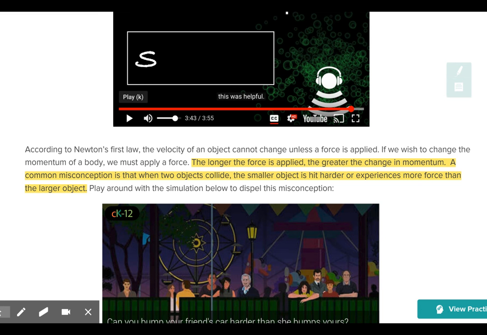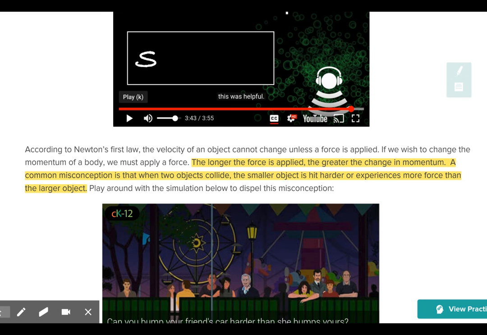But here, I want to address a misconception. According to Newton's first law, the velocity of an object cannot change unless a force is applied, of course. If we wish to change the momentum of a body, we must apply a force in the opposite direction or in a different direction, right? The longer the force is applied, the greater the change in momentum.